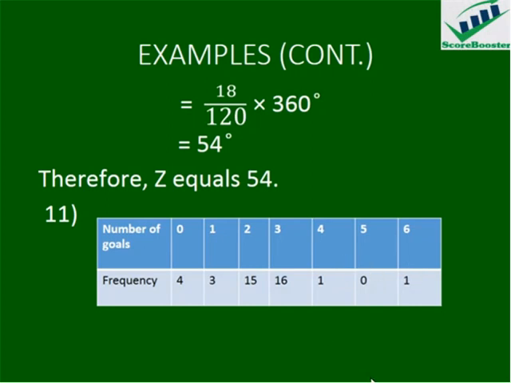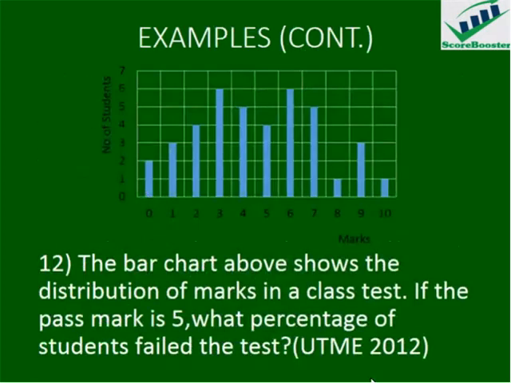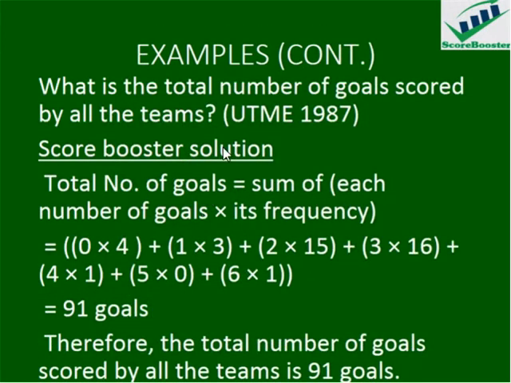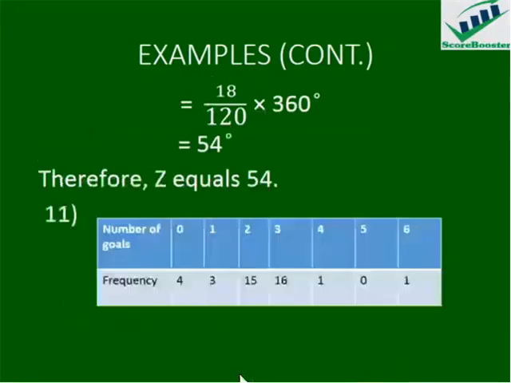So let's check the question. The question says, from this table, what is the total number of goals scored by all the teams? So this is also a UTME past question, UTME 1987. So we have to obtain the total number of goals scored in this table. So let's do it in a practical way.